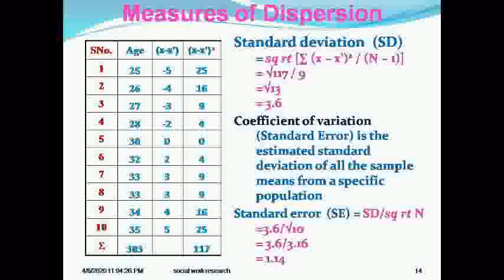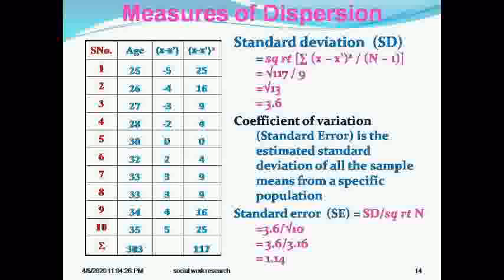What is the measurement of deviation? Deviation means the range. How to represent this range? Statisticians have discovered a technique or a tool that is called standard deviation. And standard deviation is the best measure of the range or the deviation. Now, how to calculate this standard deviation?